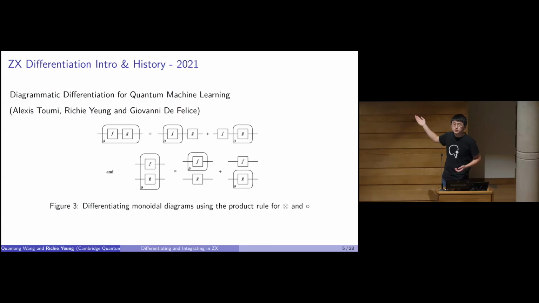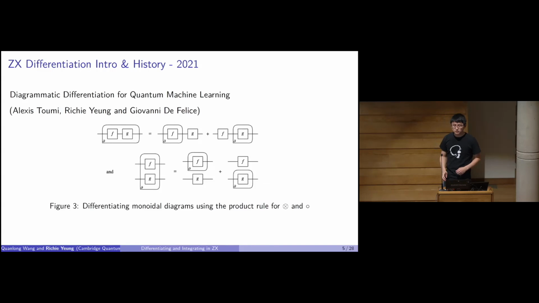So you start off with a single diagram, you take the derivative, you get a sum of diagrams, which is fine if you want to just evaluate it as a matrix in the end. But if you want to do further rewriting on it, it's often much better to have a single diagram, because that tells you where things are entangled, how things are connected, and so on.